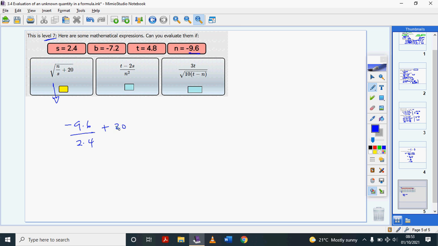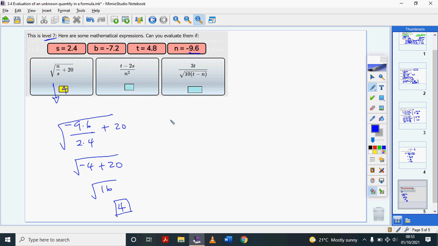Negative 9.6 divided by 2.4 is a nice negative 4 plus 20. Negative 4 plus 20 is positive 16, but remember you're finding the square root, right? And the square root of positive 16 is simply 4. So your answer there would be 4. So don't let them scare you, just simply substitute for what you've been given.